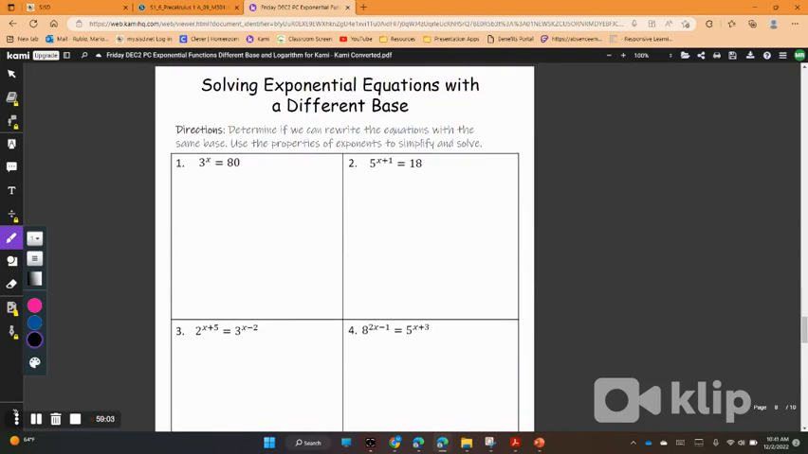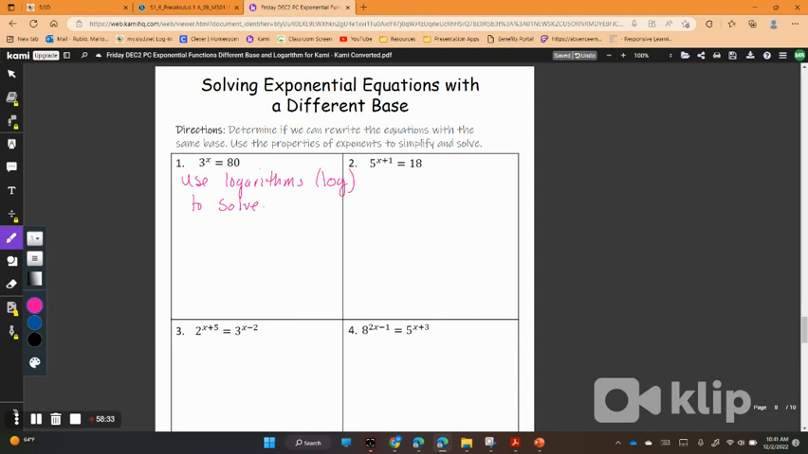You can't write these with the same base. Examples 1, 2, 3, and 4. There's no way to write them that have the same base. So what we need to do to solve these is we need to use logarithms to solve. Sometimes we call these log or logs for short.